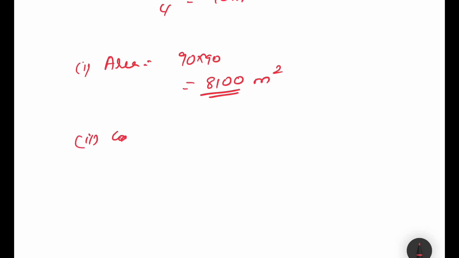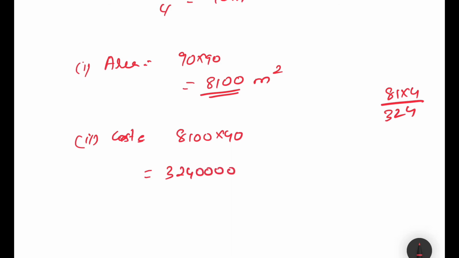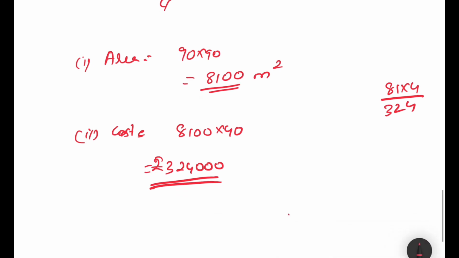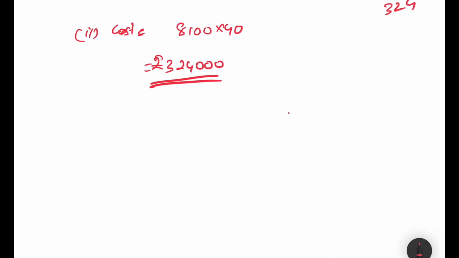Second sub question, cost will be what? 40 rupees per meter. So 8,100 into 40 you need to find out. 81 into 4 will give you 324. 3 zeros only. So your answer would be 3,24,000.